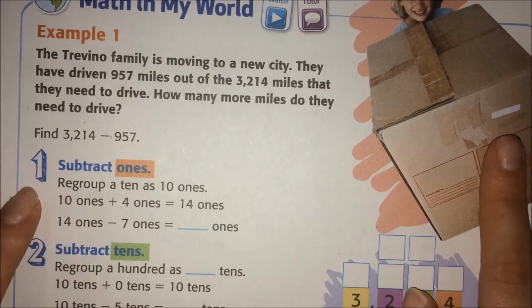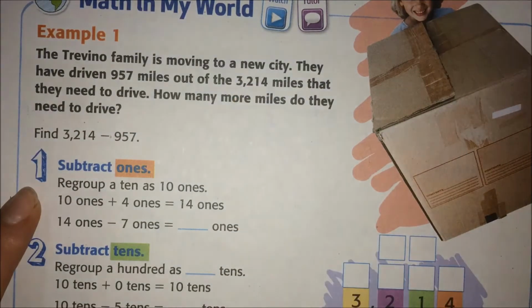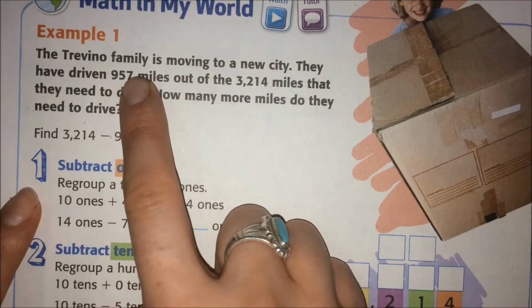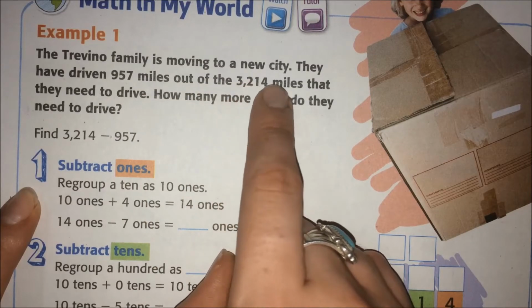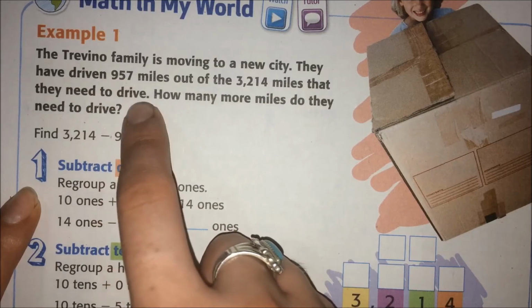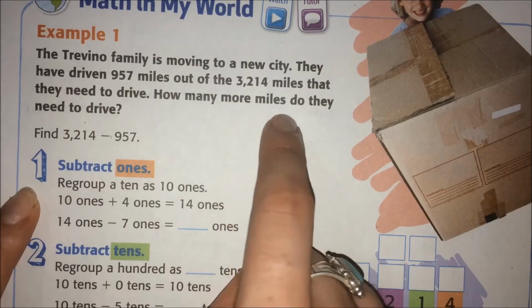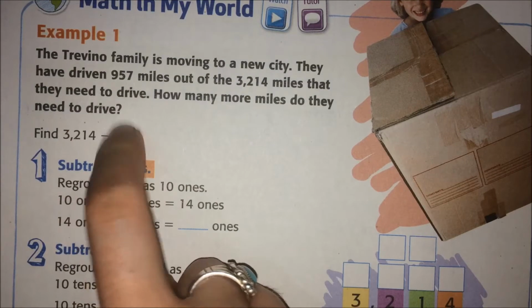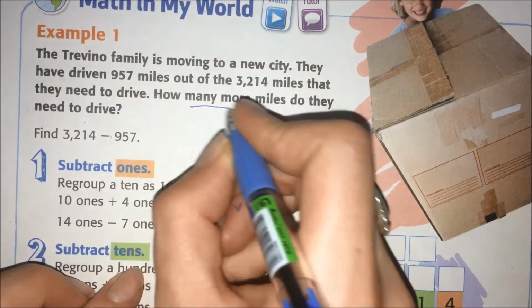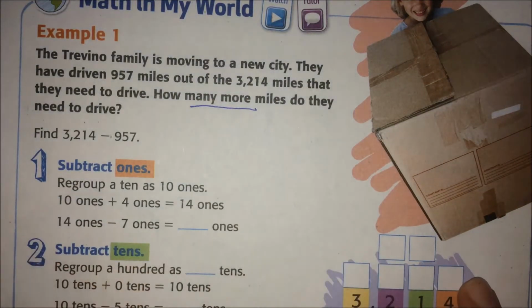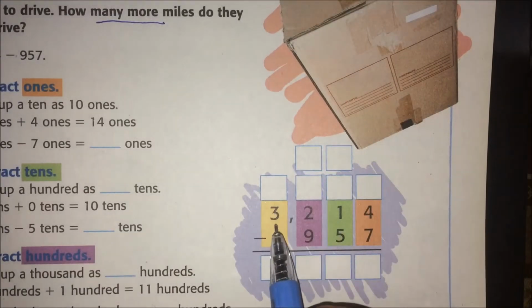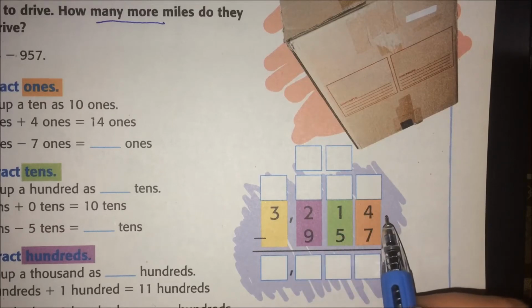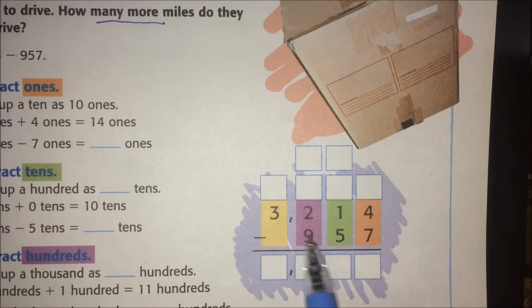The Trevino family is moving to a new city. They have driven 957 miles out of the 3,214 miles that they need to drive. How many more miles do they need to drive? When you see "how many more," that is a good clue that you're subtracting. So they need to drive 3,214 miles, and they've already driven 957 miles. So how much do they have left?